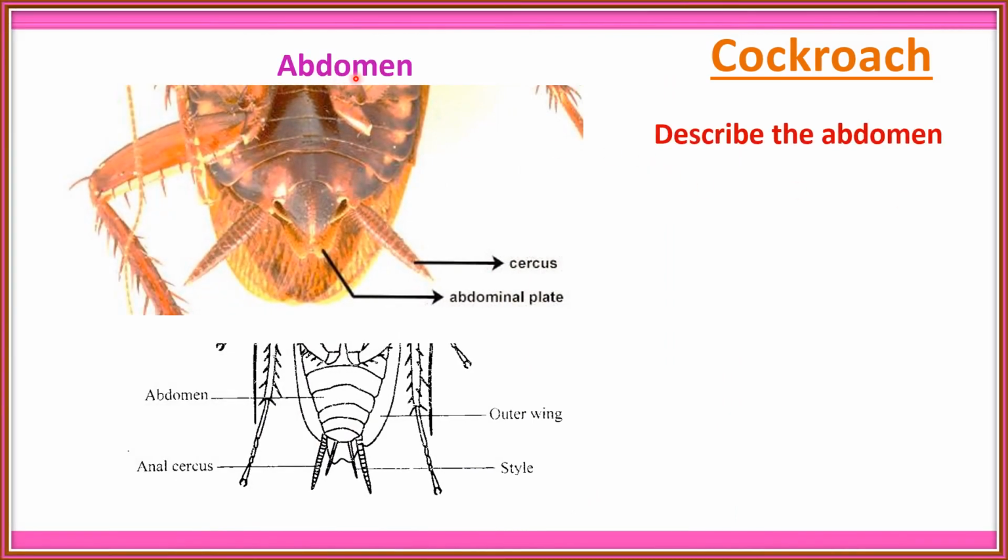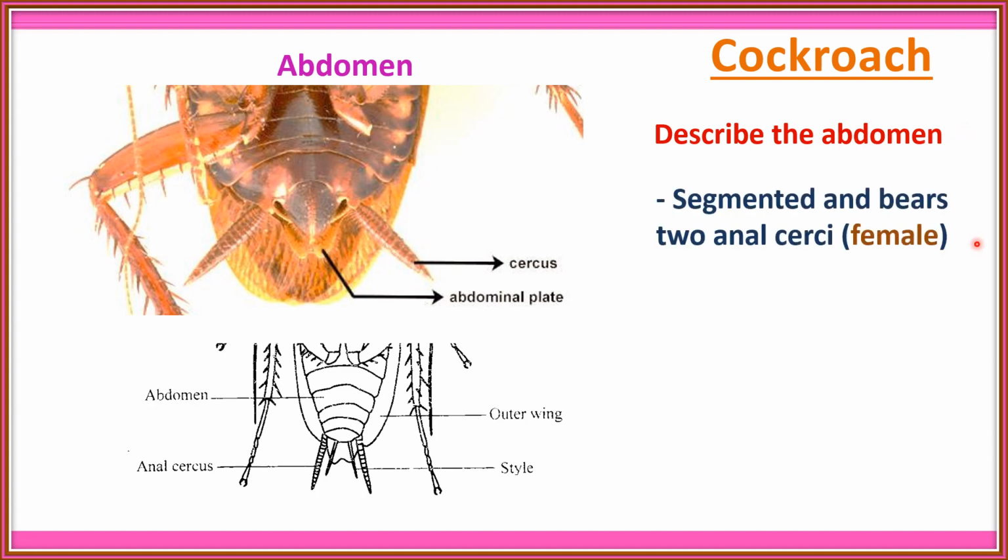The abdomen. Now we want to look at the abdomen and describe it. When you look at the female, it has the anal cerci, but it does not have the styles. It has what we call the abdominal plate. The female is segmented and bears 2 anal cerci, only, no styles.